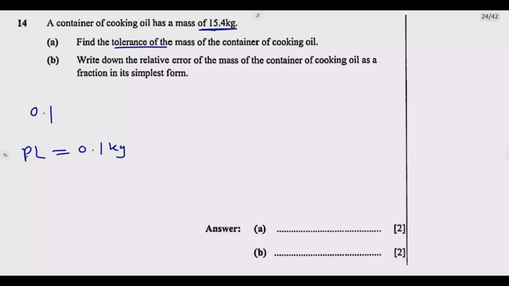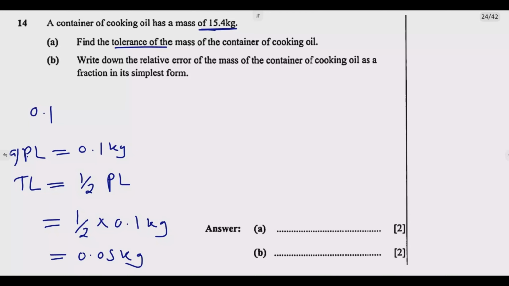So for A, the tolerance, I'll call it TL, is equal to half multiplied by the precision level. So it's going to be half times 0.1 kg, which is going to give us 0.05 kg. That's the answer.